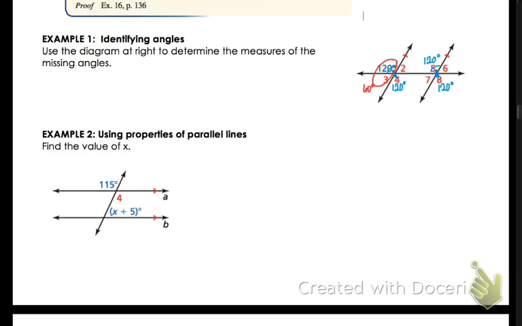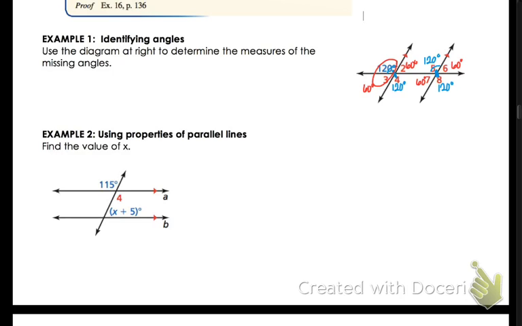Then 60, angle 3 and angle 2 are vertical, so this is 60 degrees. Angle 2 and angle 7 are alternate interior, so this is 60 degrees. And then 7 and 6 are vertical, so this is also 60 degrees.